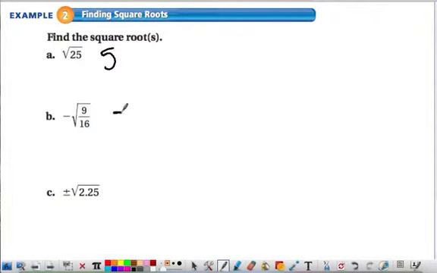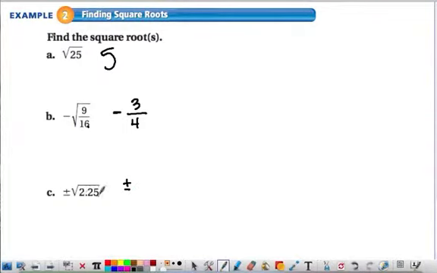On B, they have the negative sign in front of it, and so we know our answer is going to be negative. Now, when you have a fraction like this, we're going to take the square root of 9 and the square root of 16 because they're both perfect squares. We know the square root of 9 is 3 because 3 times 3 is 9, and the square root of 16 is 4 because 4 times 4 is 16. Now on C, we know we're looking for the positive and negative square root. So we're just going to bring that sign over, because whatever sign is in front of the radical sign, we put in front of our answer also.